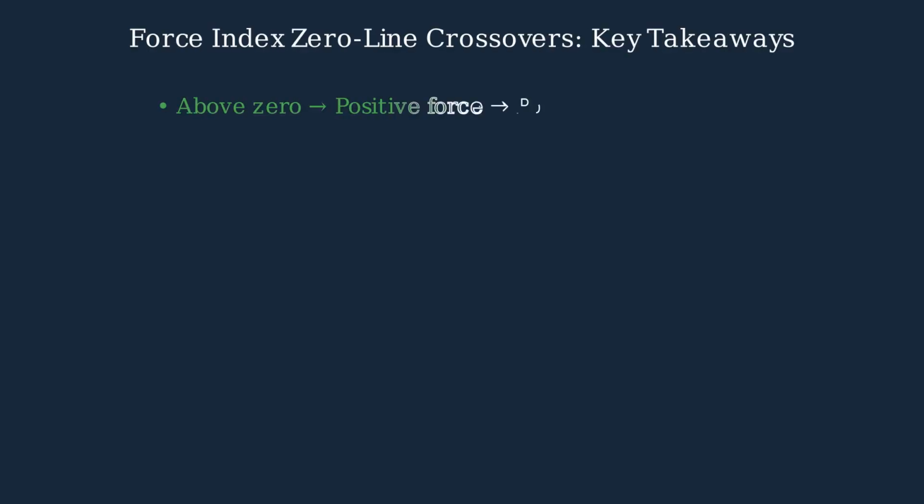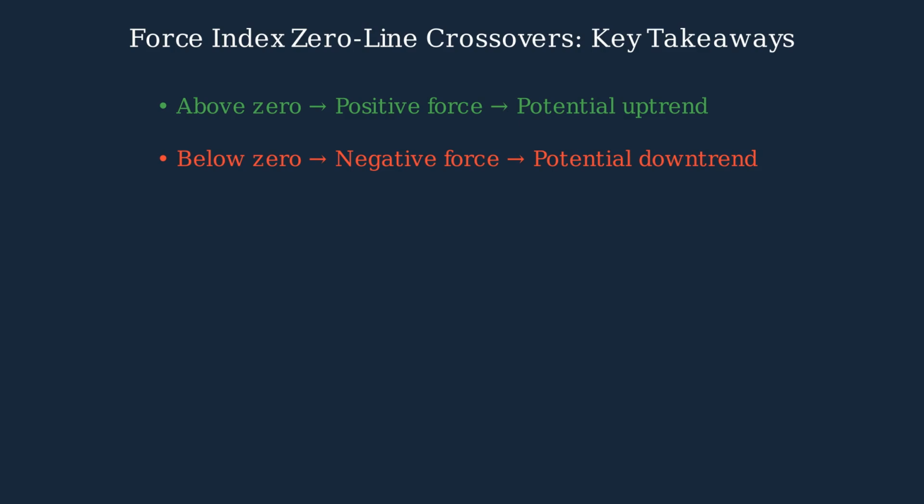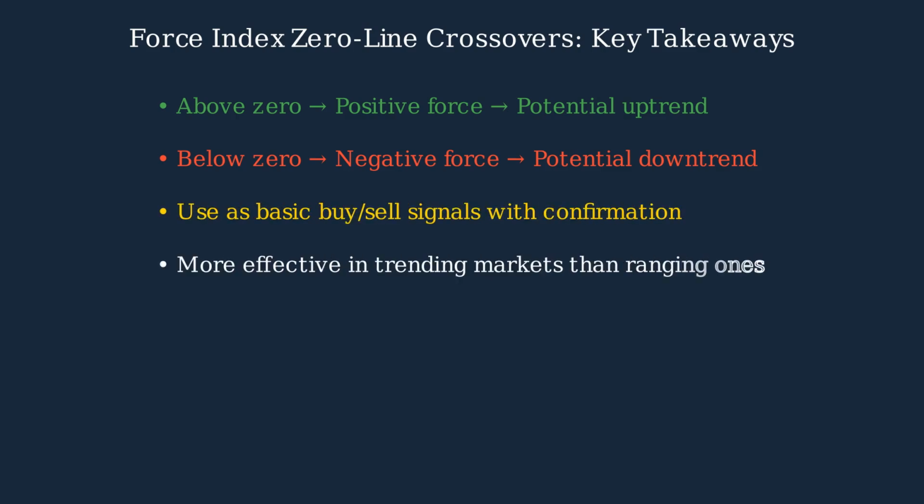To summarize, force index zero-line crossovers provide valuable insights into market direction. When the force index crosses above zero, it indicates positive force and a potential uptrend. When it crosses below zero, it suggests negative force and a potential downtrend. While these crossovers can be used as basic buy or sell signals, they're most effective when combined with other indicators and tend to work better in trending markets rather than ranging ones.